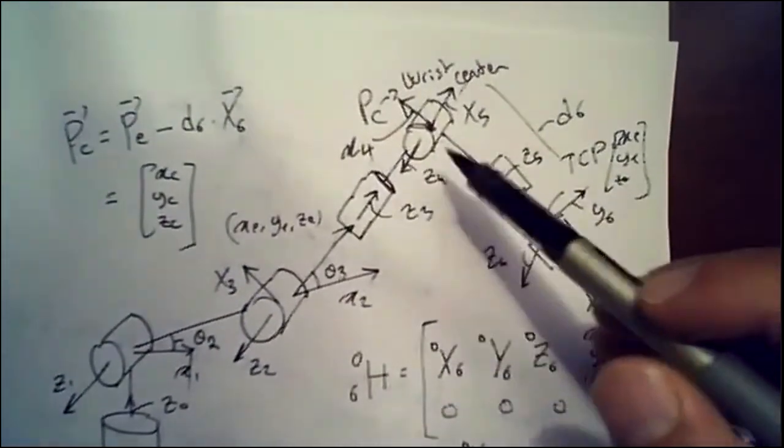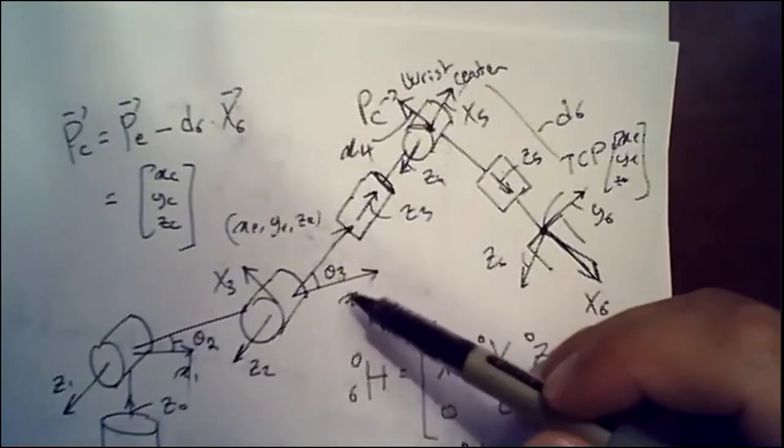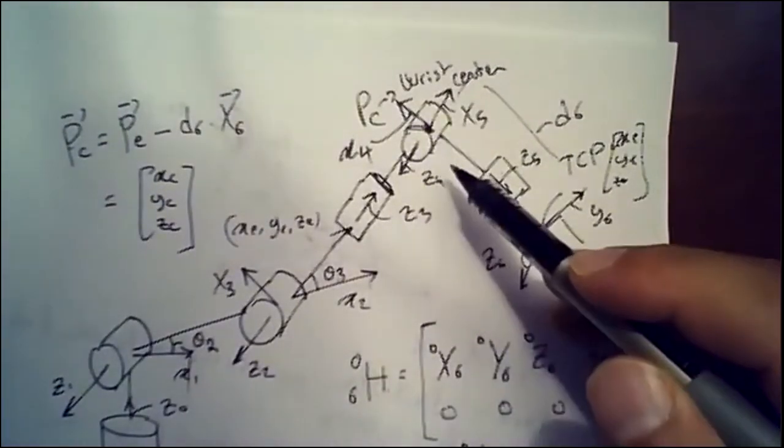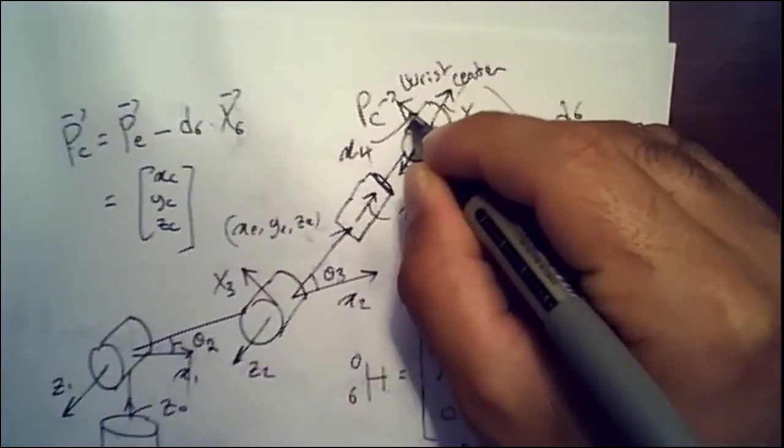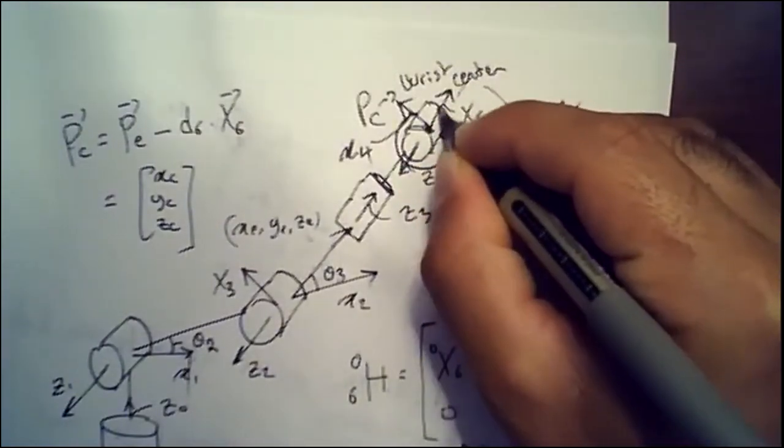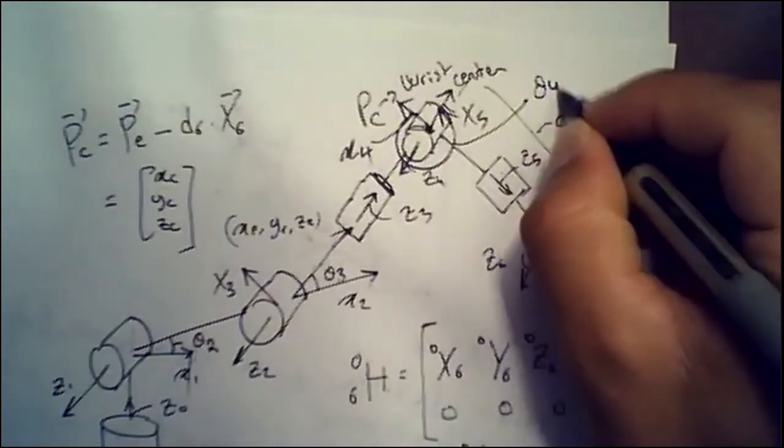So how about theta 4 basically? How do you think theta 4 is going to look like? So theta 4 is the angle between what and what? Theta 4 is the angle between X4 and X5, right? So this whole thing wraps around it, right? This guy is my theta 4.